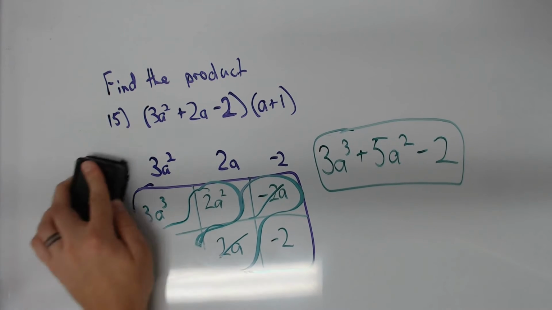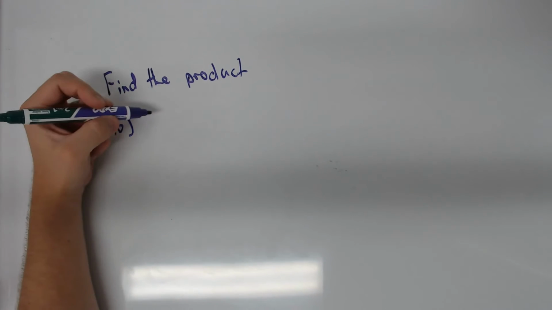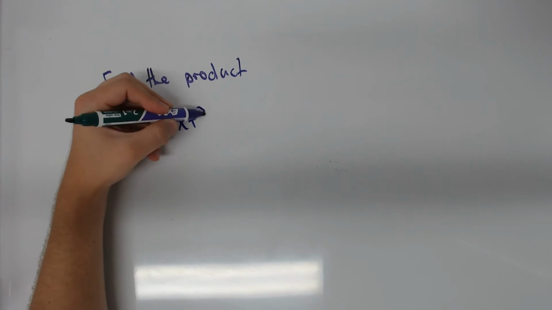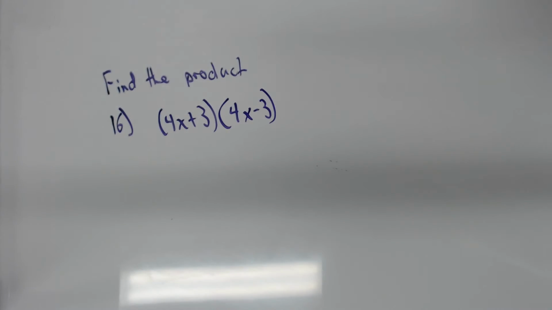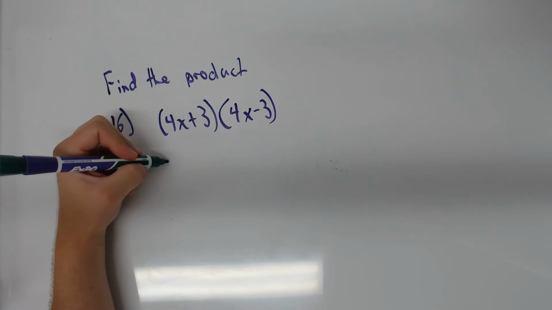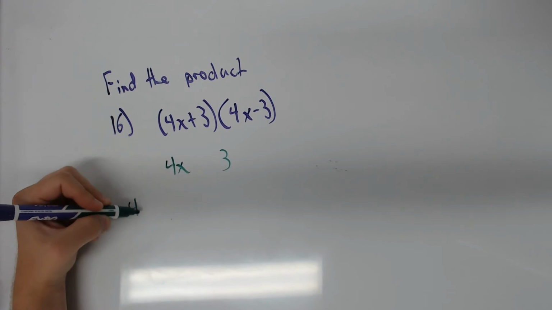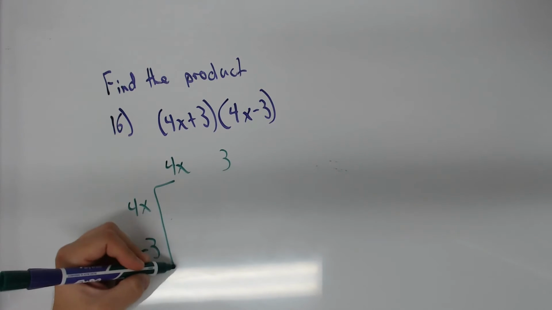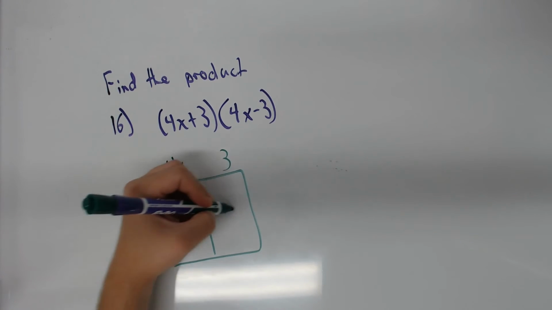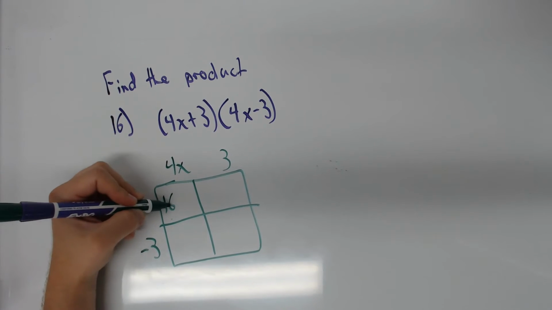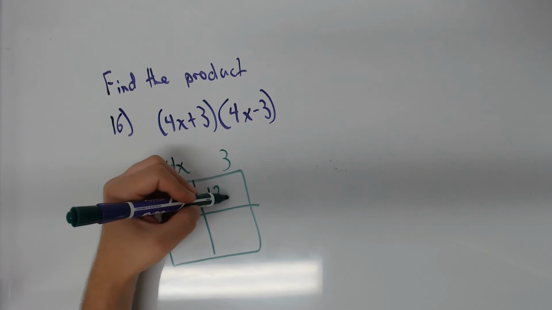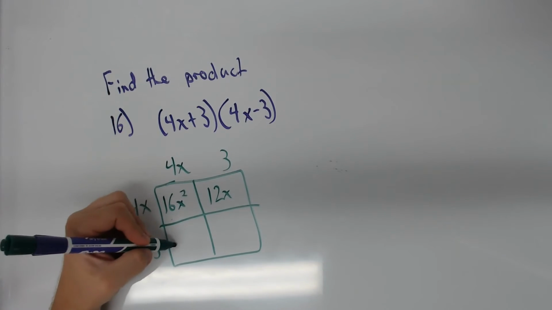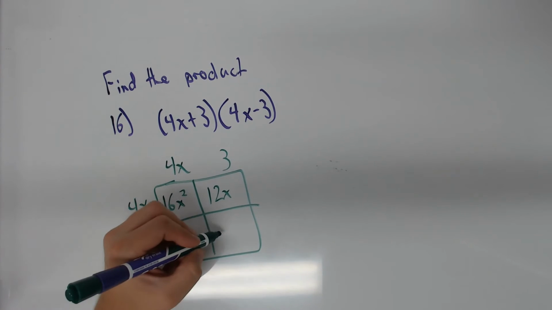One more Punnett square problem. Number 16, 4x plus 3 and 4x minus 3. 4x times 4x: 4 times 4 is 16, x times x is x squared. 4x times 3, that's 12x. 4x times a negative 3, that's a negative 12x. Negative 3 times 3 is negative 9.